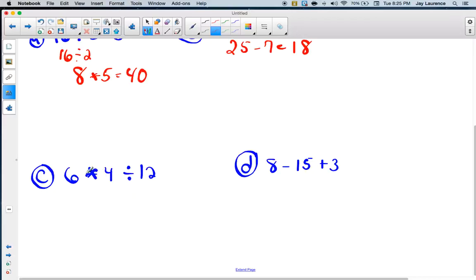Okay, here comes my solution. I see multiplication, I see division. I see multiplication coming first. 6 times 4 is 24. 24 divided by 12 is 2. So the answer is 2.